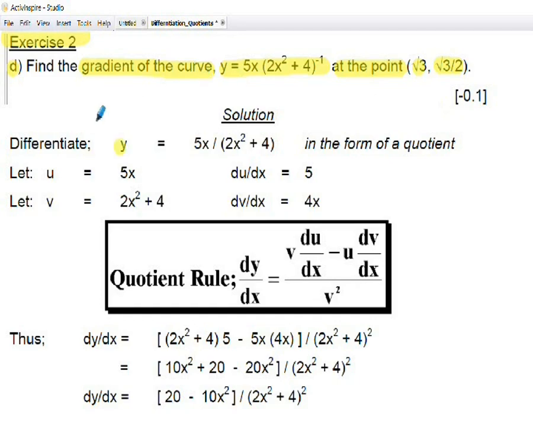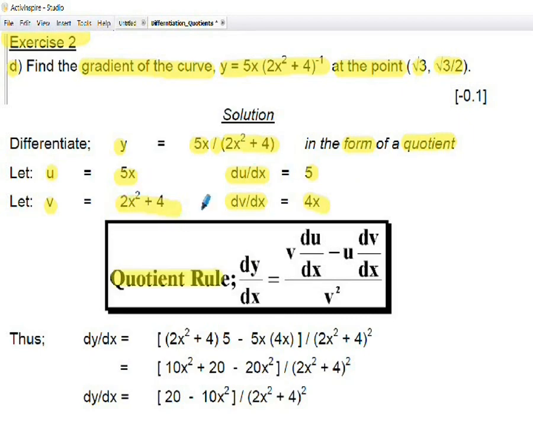So rewriting the equation, y equals 5x divided by 2x squared plus 4, we now have the form of a quotient. So we're going to apply the quotient rule in a moment. We need to define our u term. U in this case will be 5x. V in this case will be 2x squared plus 4. We need to differentiate the u with respect to x. So differentiating 5x with respect to x will give us 5. Differentiating the 2x squared plus 4 will give us 4x. Again, standard forms coming from your standard derivative table.